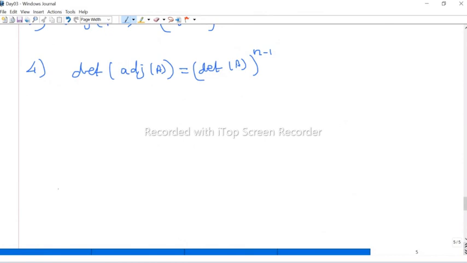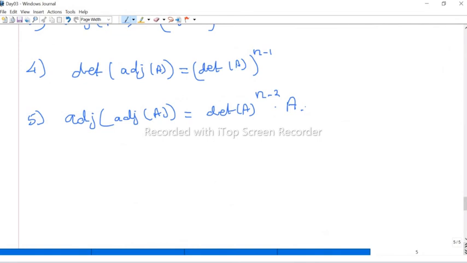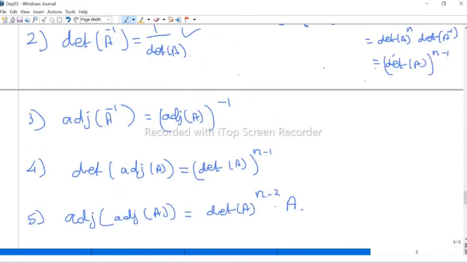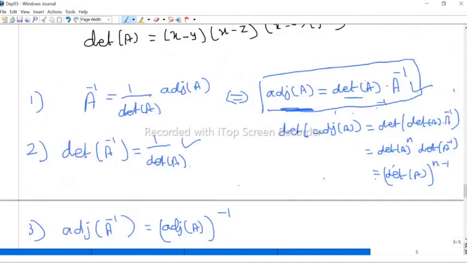And what is the adjoint of the adjoint of the matrix, adjoint of adjoint A? Any matrix we can talk about the adjoint. So what is the adjoint of the adjoint matrix? It is nothing but determinant of A power n minus 2 times A. You can easily proceed using the formula for adjoint of A, okay, you will get it.